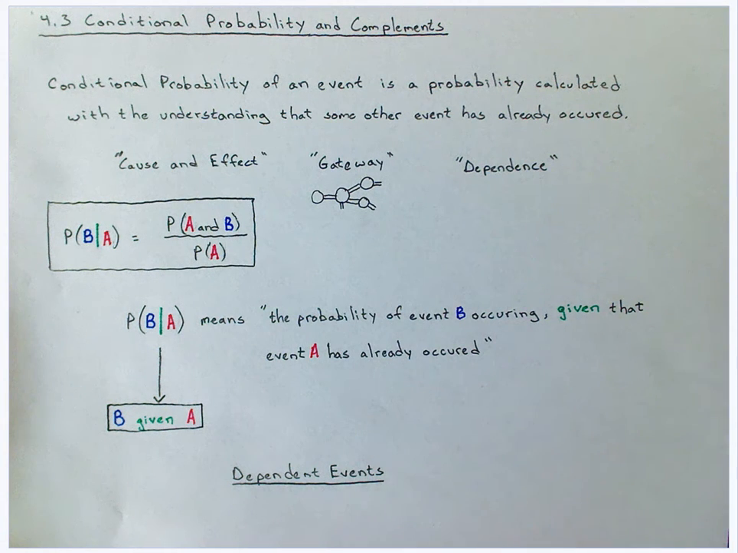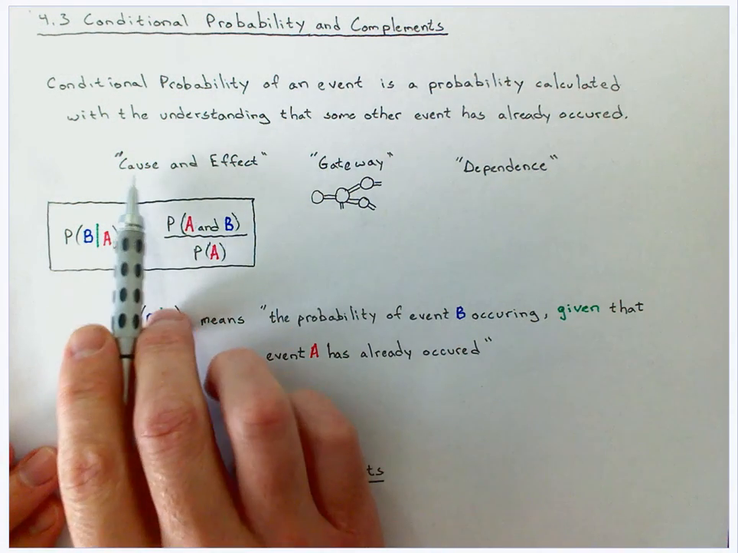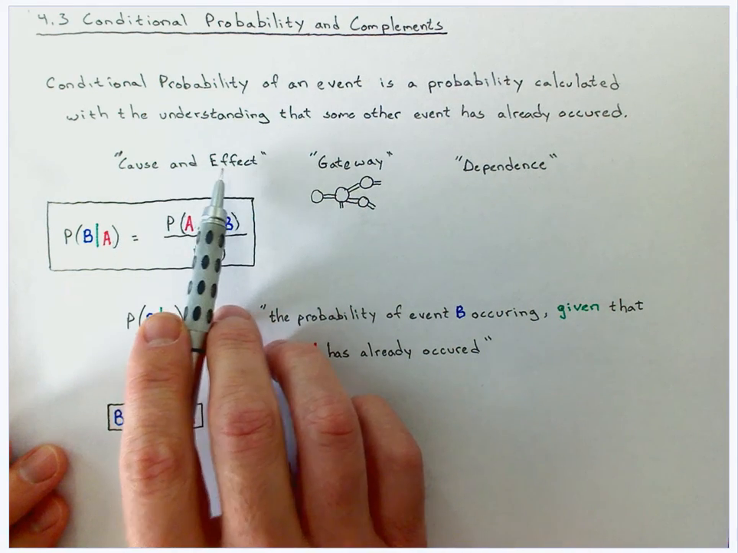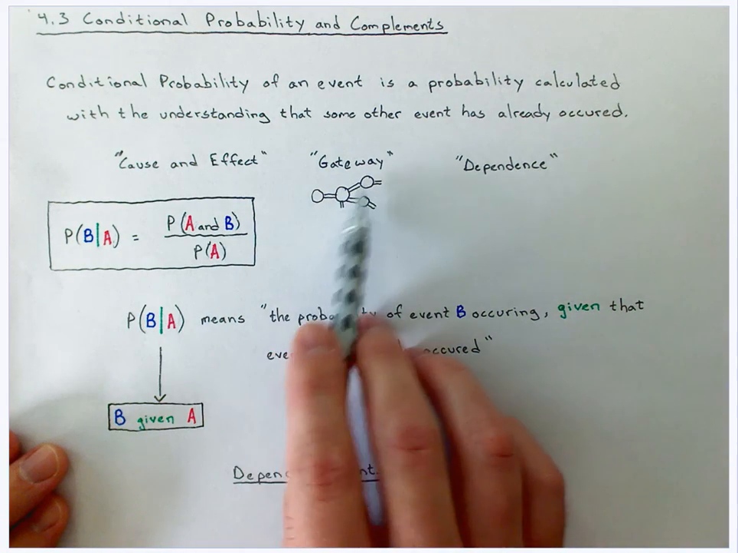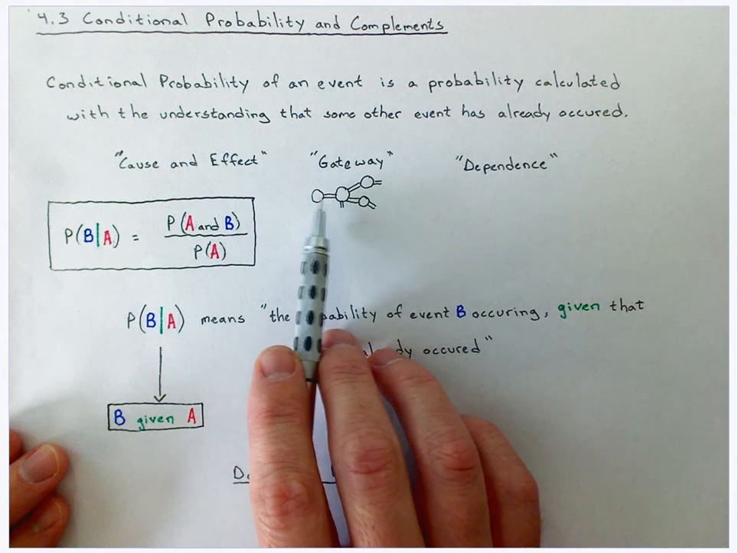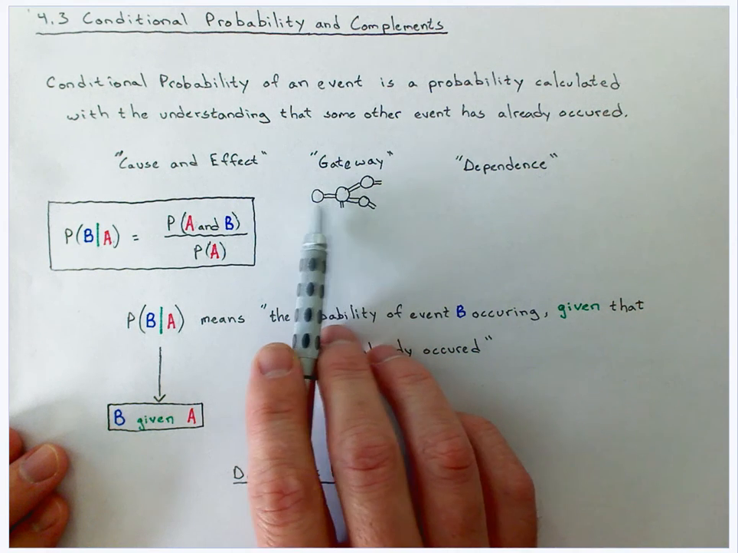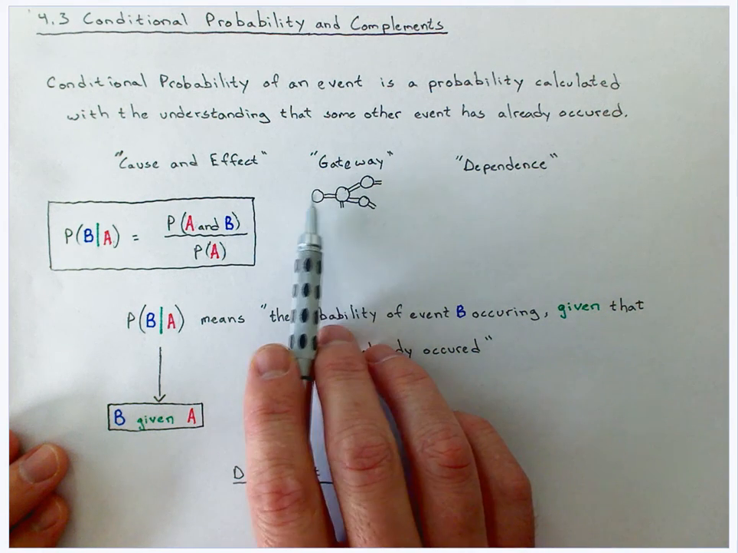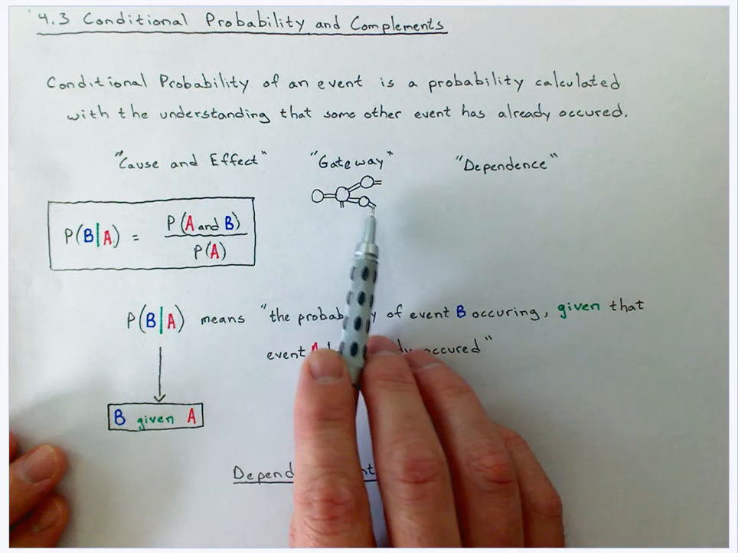Conditional probability of an event is a probability that you calculate, and you have the understanding that it occurred because some other event has occurred. You can think of it as cause and effect. One thing led to another, or you had to have this before you could do that. You could look at it almost like a schematic, like a gateway. From here to here there had to be something, so in order to get here, something here had to occur, and so forth and so on.